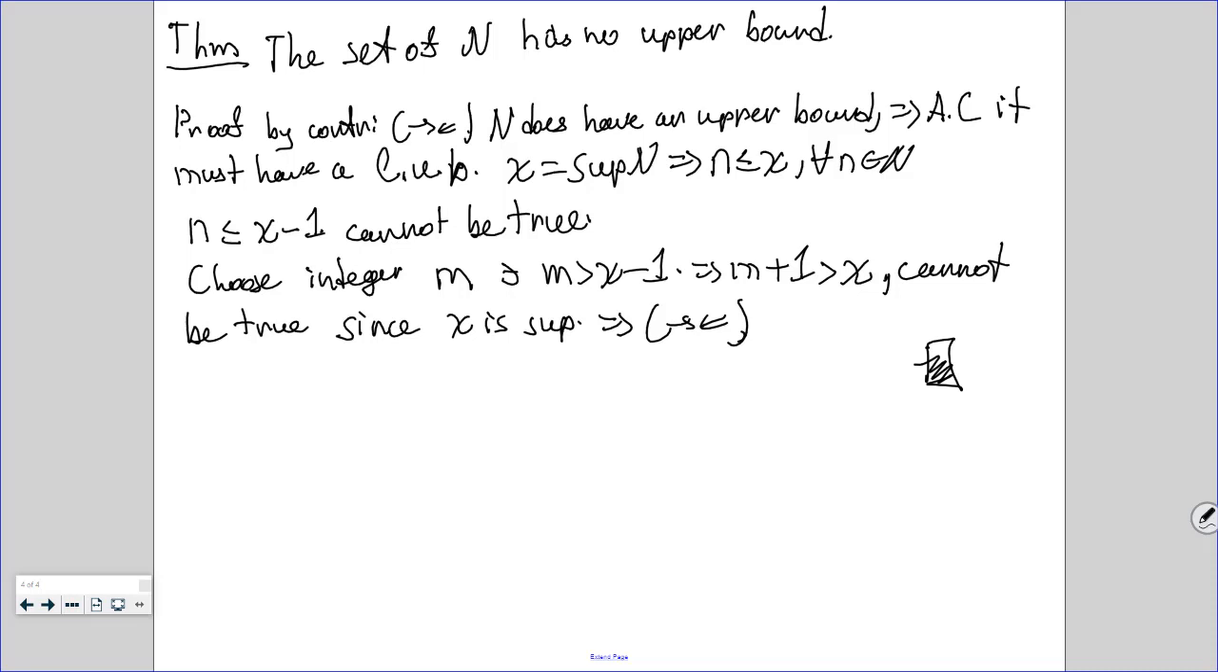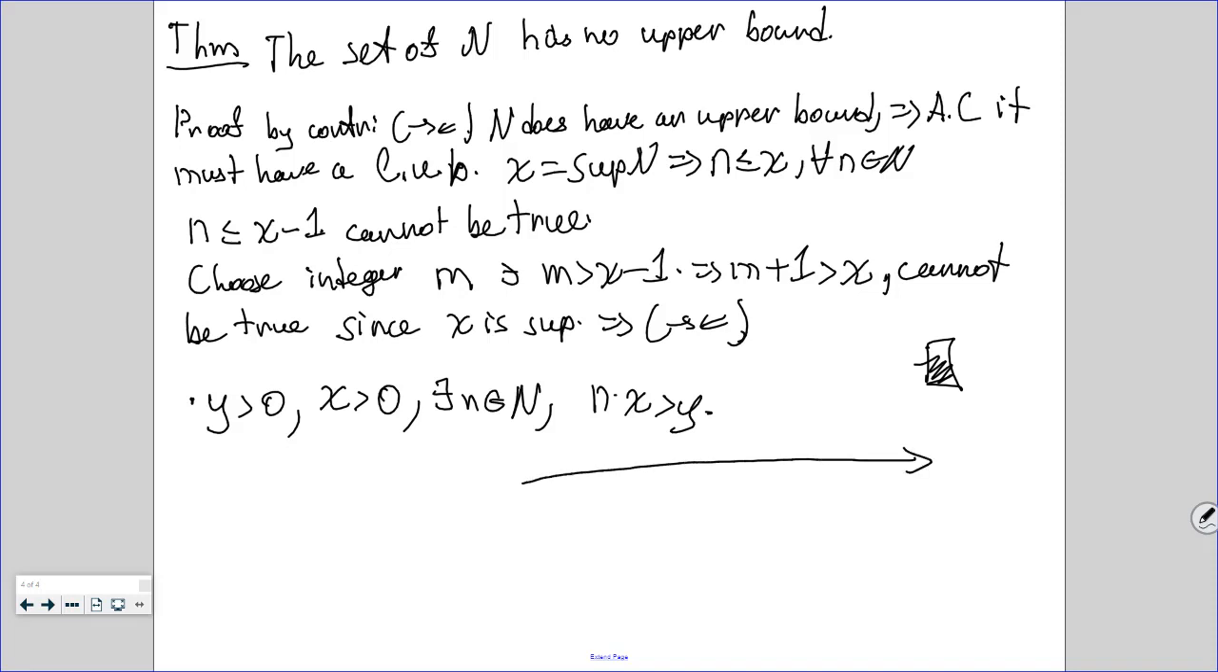This theorem is known as the Archimedean property, and one consequence of the Archimedean property is that if we are given any positive number y, no matter how large, and we have another positive number x, no matter how small, we can always find some n which belongs to the natural numbers such that n times x is greater than y. So basically, geometrically, given some small x and some y, we can always find some n such that n times x is greater than y.